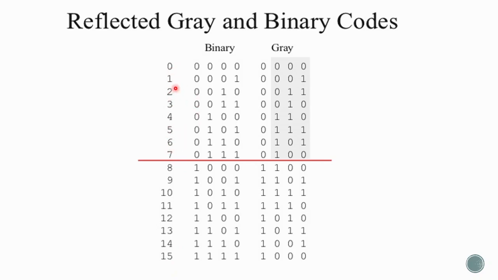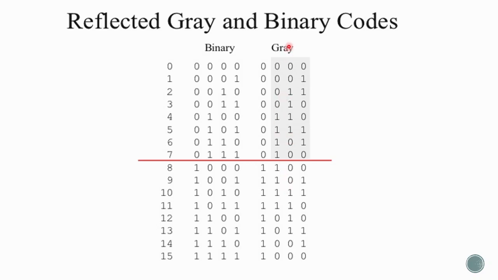Consider the first 8, 0 to 7. Consider these 3 bits. The 7th position is 100, and for 8, our value is 100. Here 6 is 101, and 9 also is 101. 5 is 111, and 10 also is 111. The only difference is the fourth bit, that means the MSB: for the first half the MSB is 0, for the next half the MSB is 1.